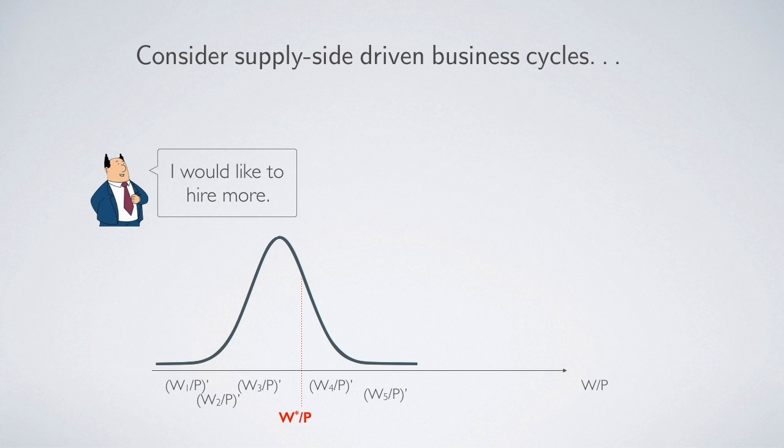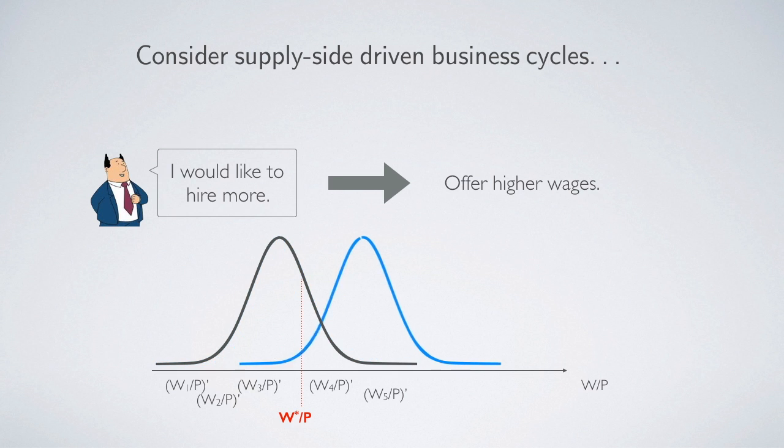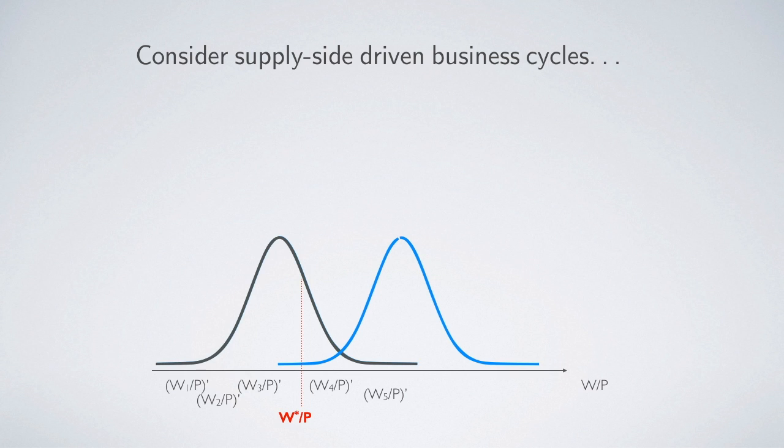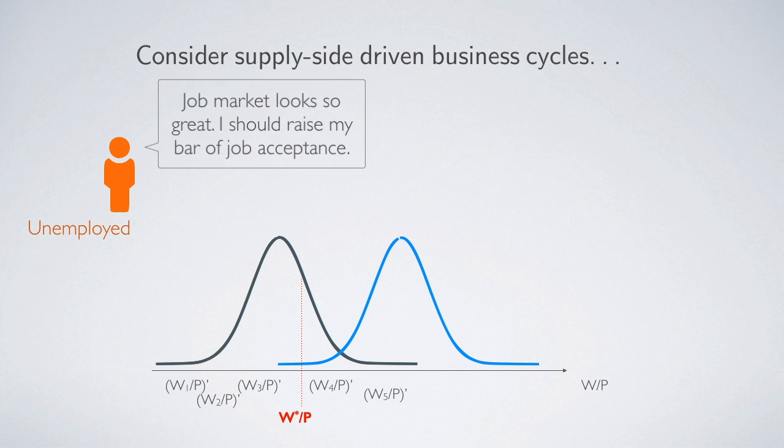In addition, when he decides to hire more workers, he not only creates more vacancies, he also offers higher wages in order to attract potential workers to apply for a job. In this case, we see a shift of the wage distribution from left to right. With this shift, an unemployed worker would detect that the market is prosperous, and he would know that he probably should raise his bar of job acceptance, which means he should raise his reservation wage rate.